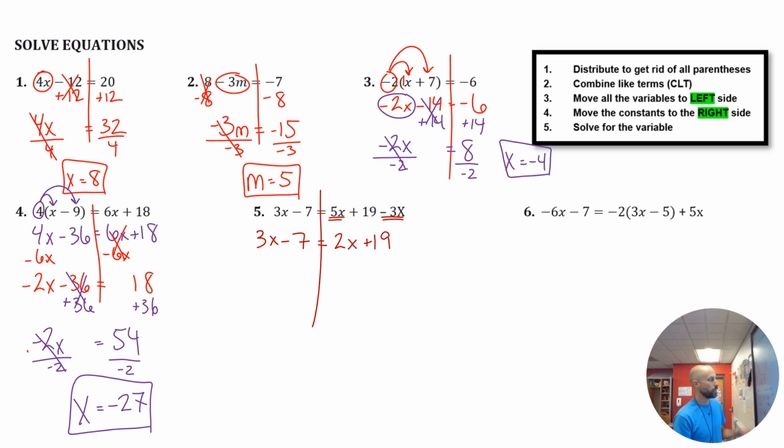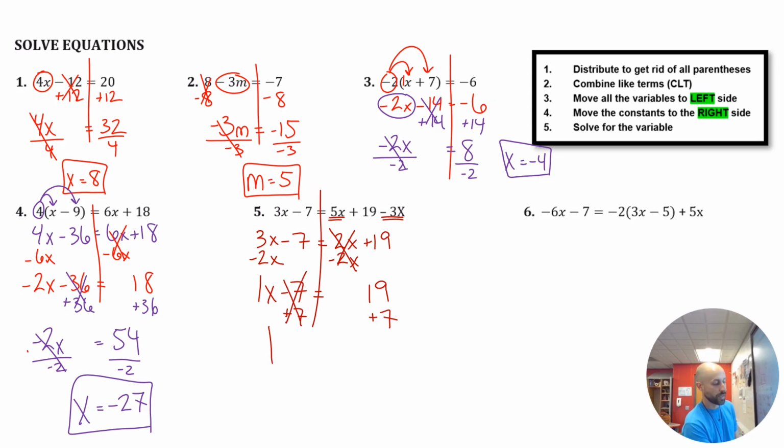And then we're basically back to where we started number 4, right? So now we're looking at variables on both sides. So I'm going to subtract 2x to cancel out the 2x on the right. That leaves me with 1x minus 7 on the left. And we've got a 19 to bring down. And then add 7 to both sides.